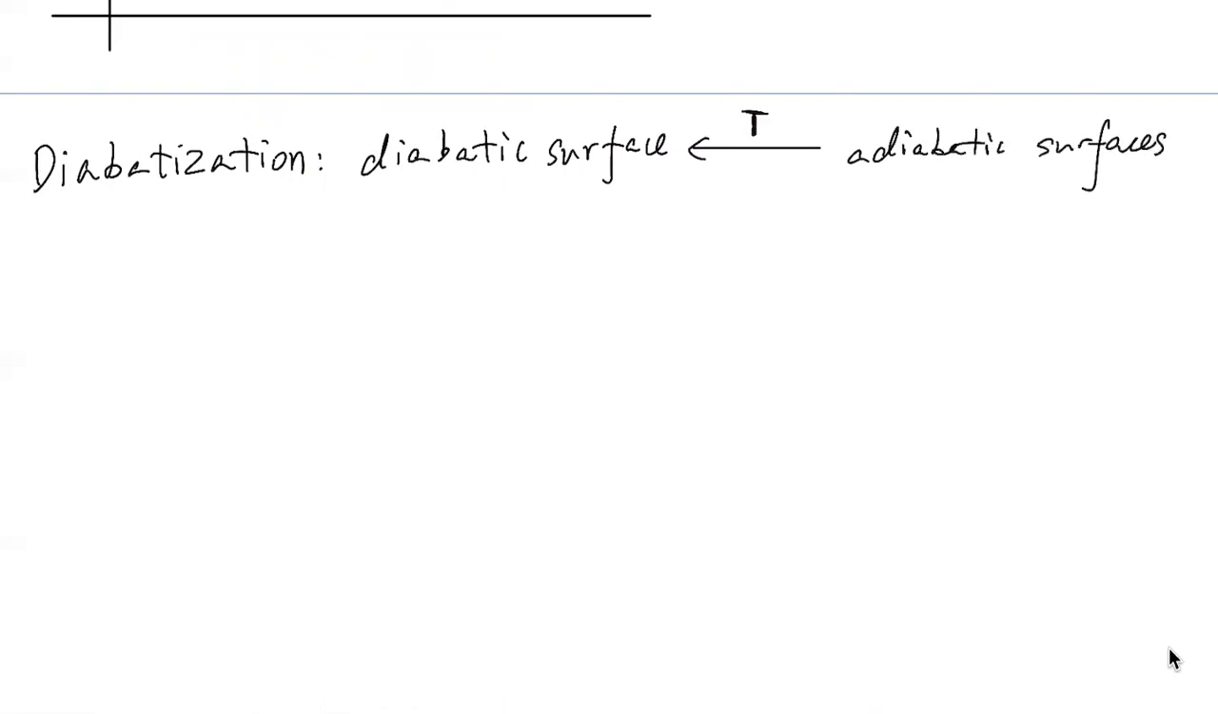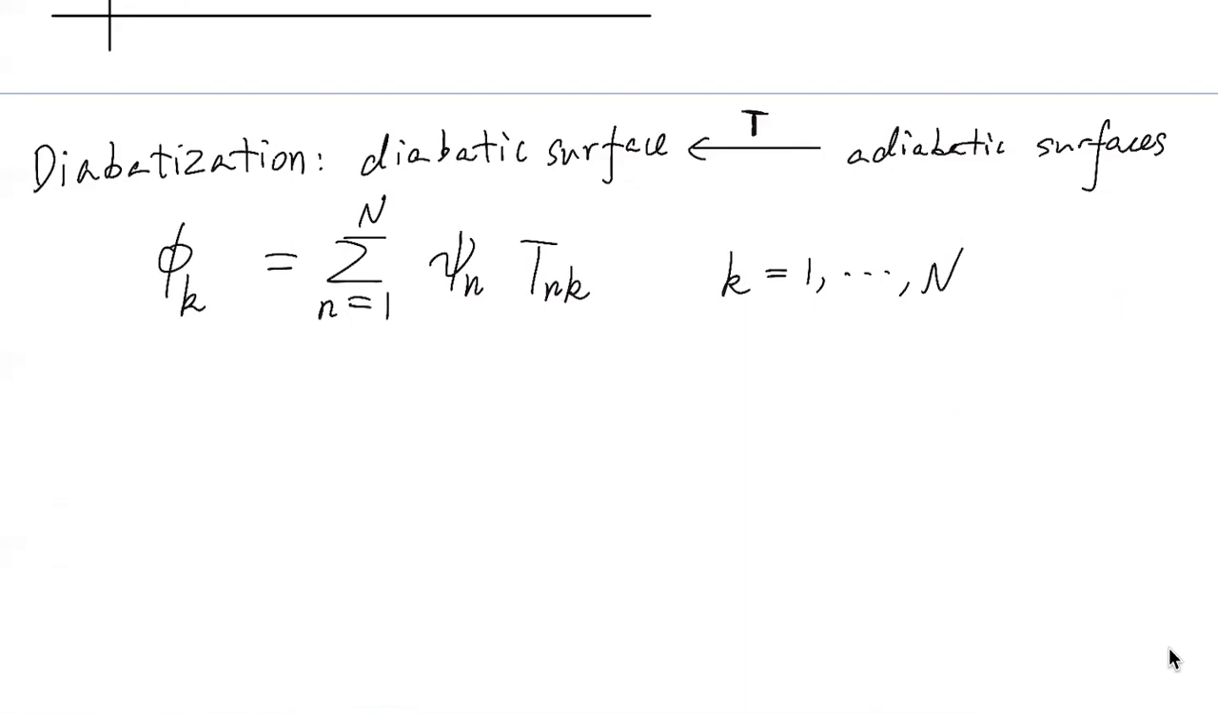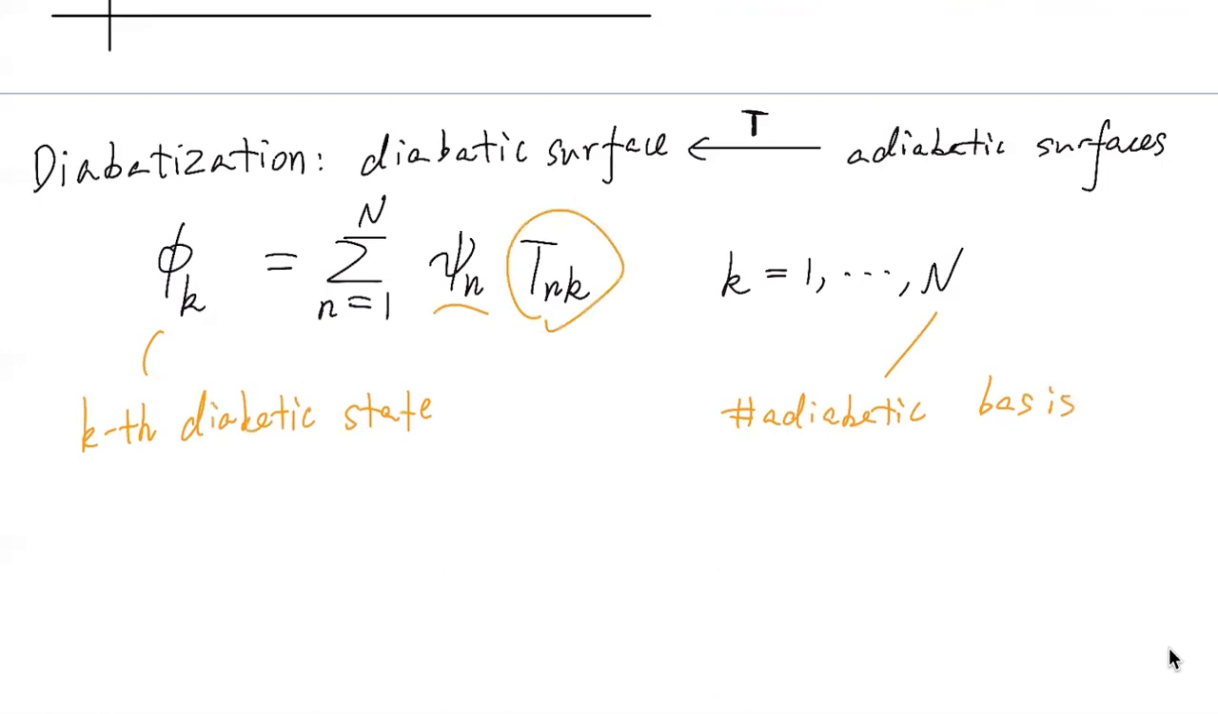The goal of diabatization is to try to find a linear transformation to transform a set of adiabatic bases to diabatic bases. So a diabatic basis, for instance, can be written as a linear combination of the adiabatic bases. K depends on the number of adiabatic bases you have. Okay, so phi k here is the k-th diabatic surface or diabatic state. Psi here is the adiabatic basis, and capital N is the total number of adiabatic bases or adiabatic states. So how to find this transformation matrix is very challenging actually in general. And this procedure is called diabatization.